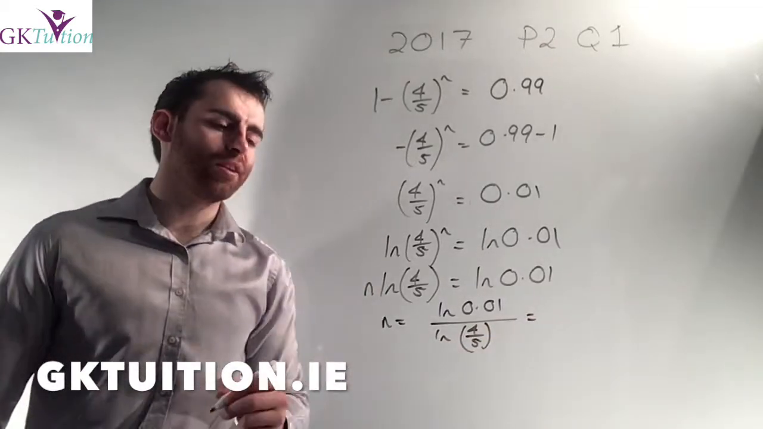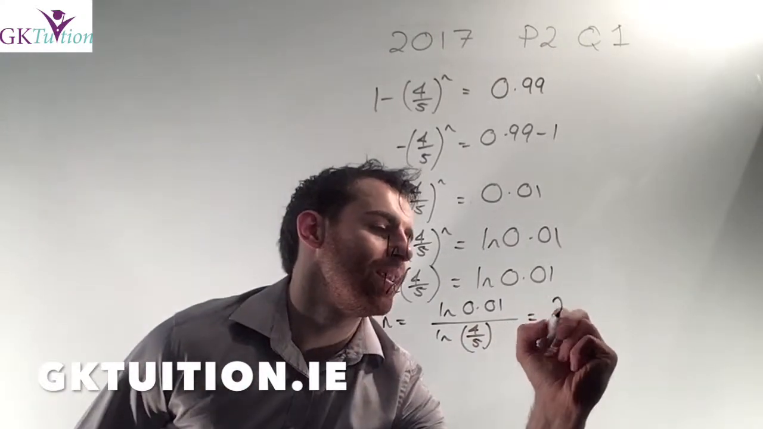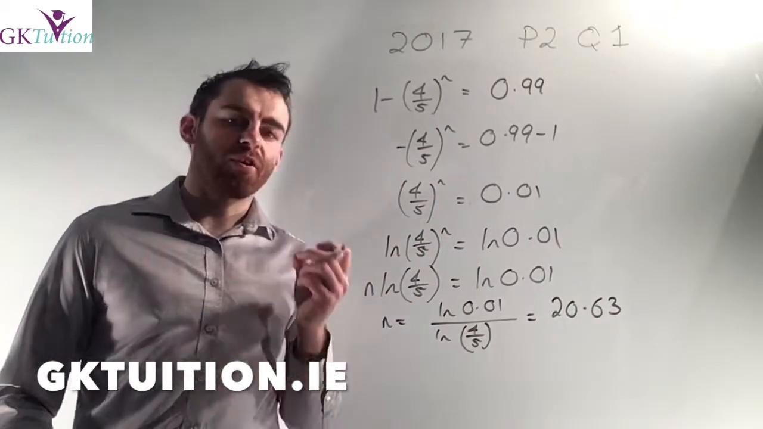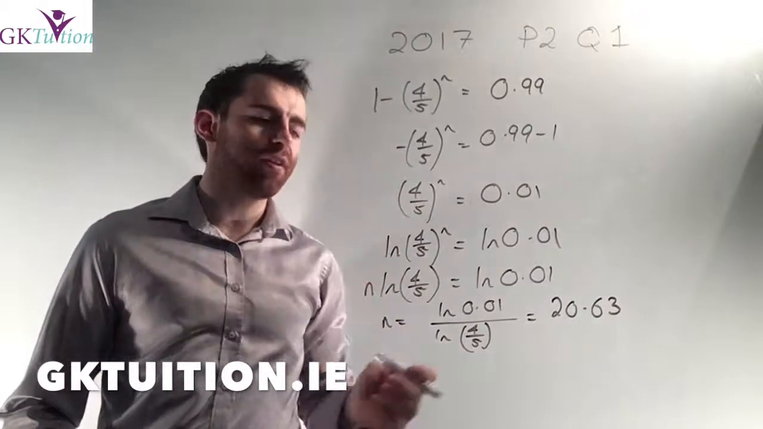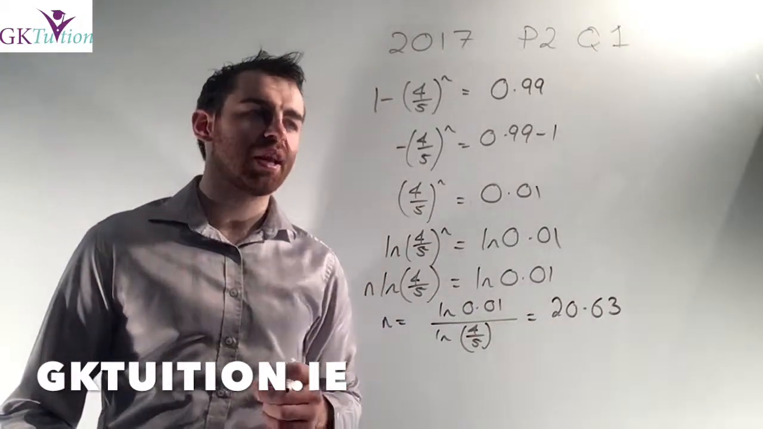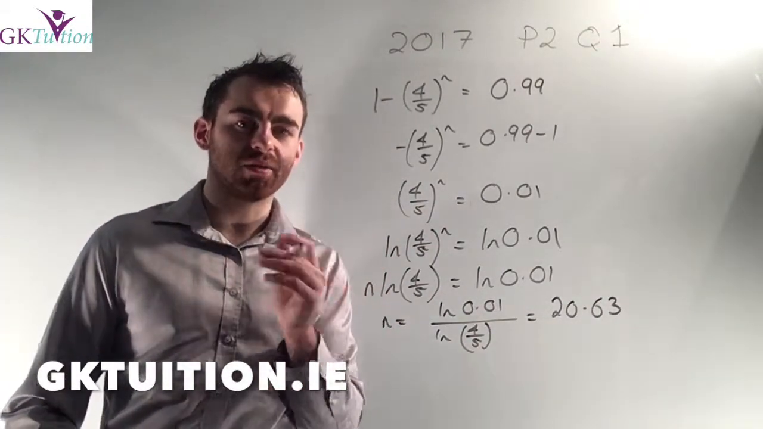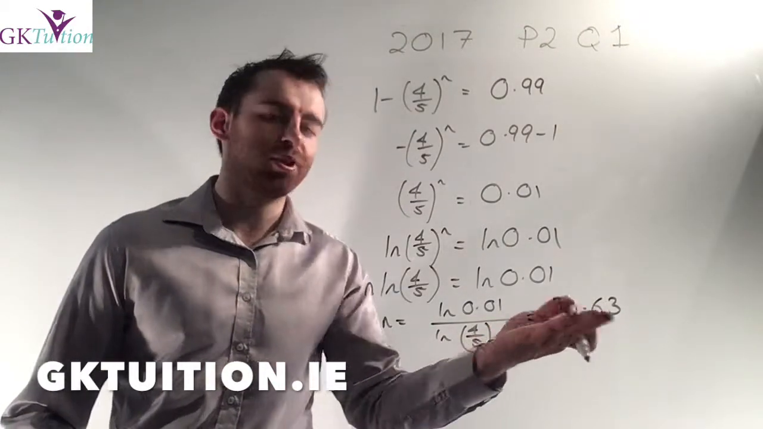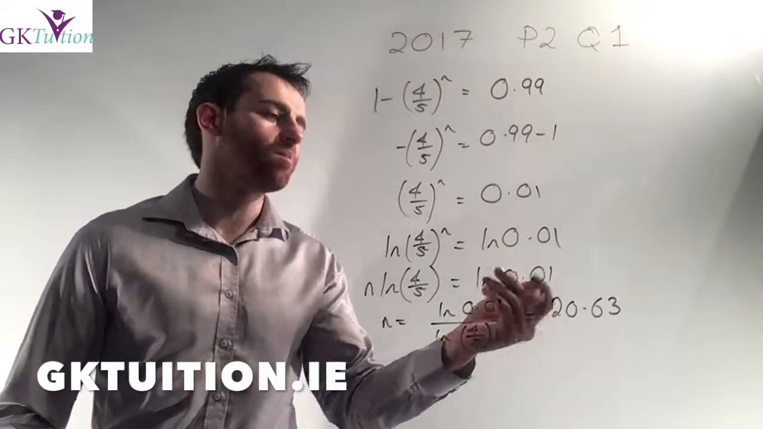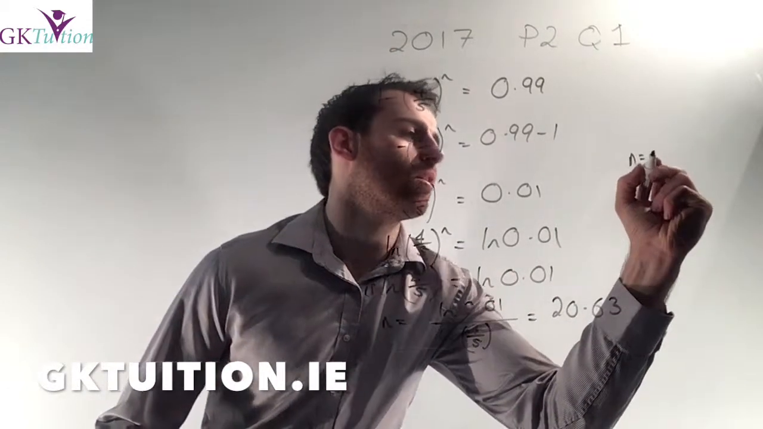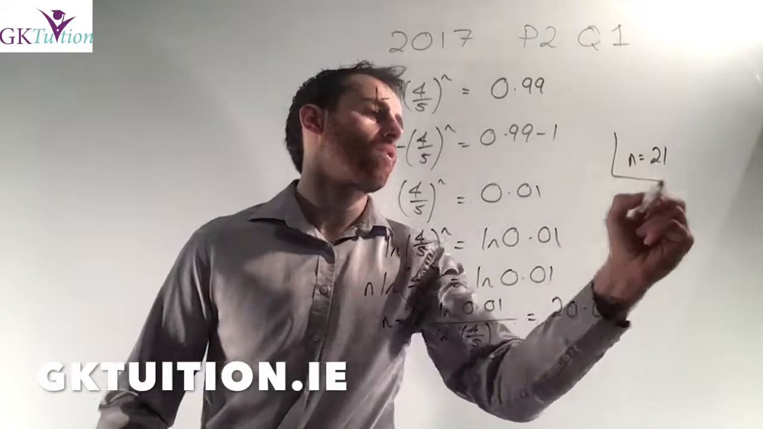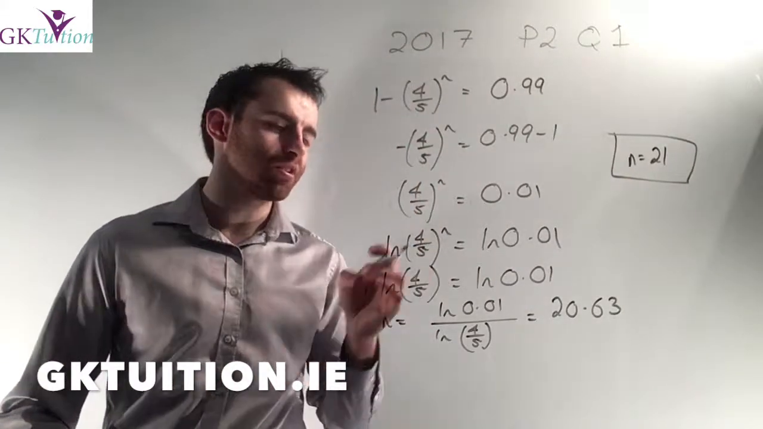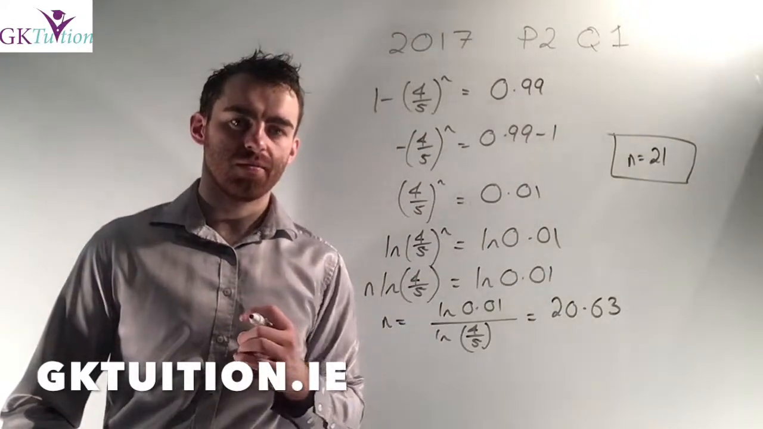And if you just plug all that into your calculator, you work out that n is equal to 20.63. So that means that if Connor rang Kira's house every day for 20.63 days, there's a 99% chance that Kira will answer it at least once. But obviously it's impossible to ring someone 20.63 times. So in this case, my final answer is that Connor needs to ring her at least 21 times. If Connor rings her 21 times, there's a 99% chance, or even greater, that she's going to answer the phone.